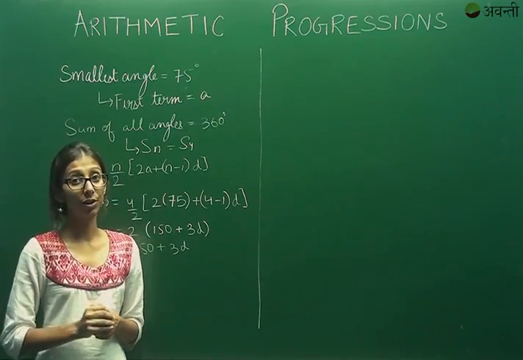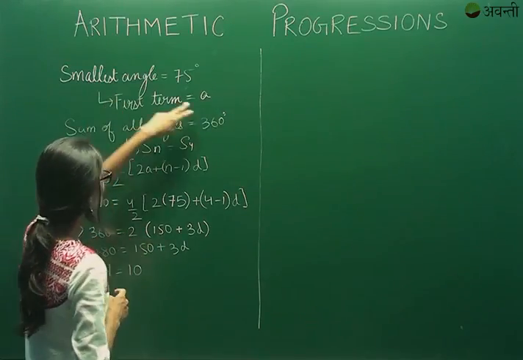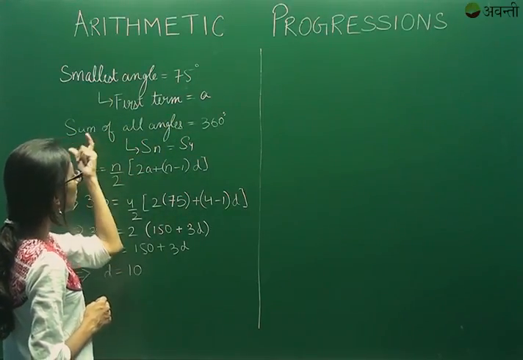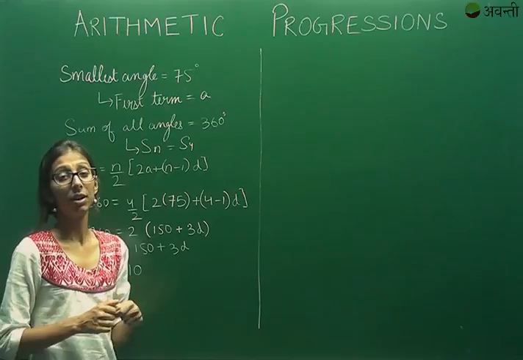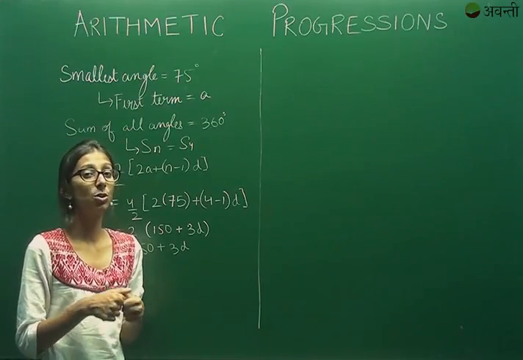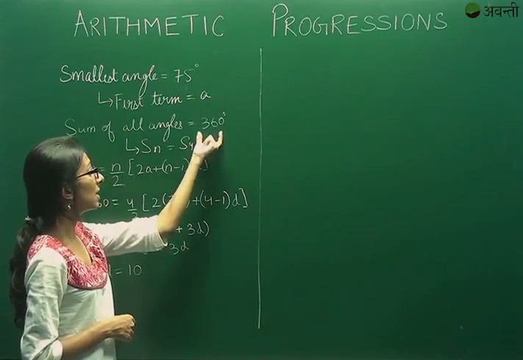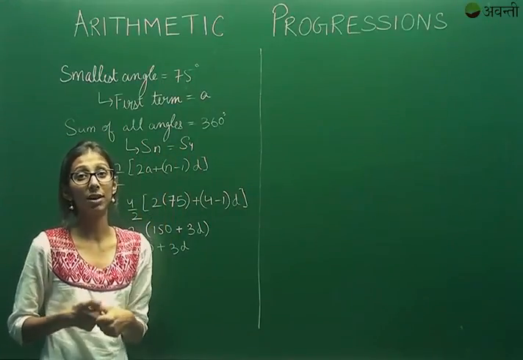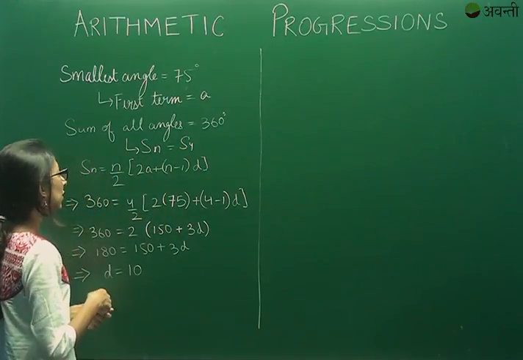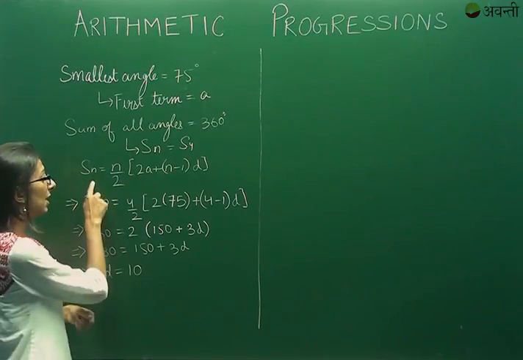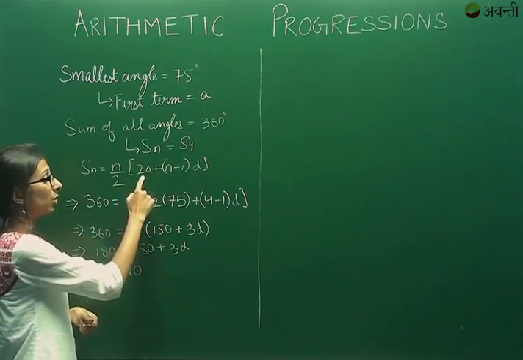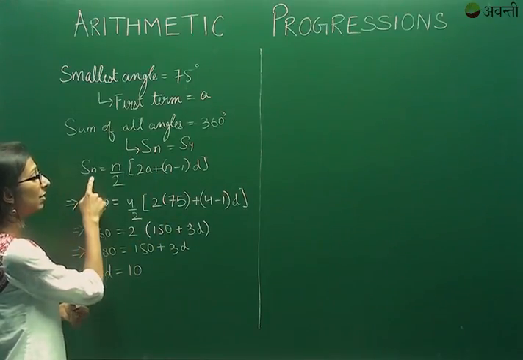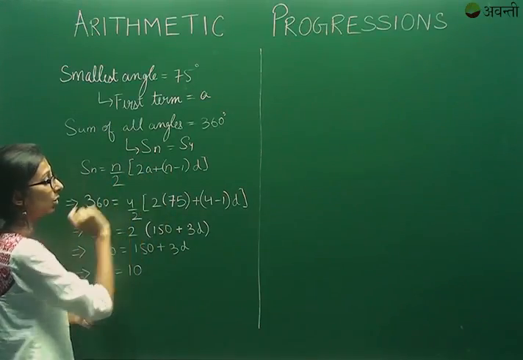Now let's see what we already know. We know that a in this case is 75 degrees, which is the smallest angle. We also know that the sum of all the angles over here is 360 degrees since it is a quadrilateral. This sum is nothing but the sum of n terms, that is the sum of 4 terms, because we have 4 angles in a quadrilateral. Now if we look at the formula for sum, that is Sn is equal to n by 2 into 2a plus n minus 1 into d. Here we know the value of Sn, we know the value of n, and we know the value of a.